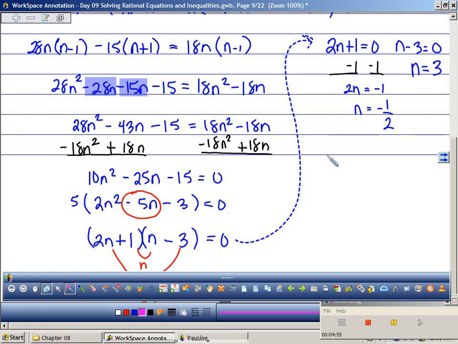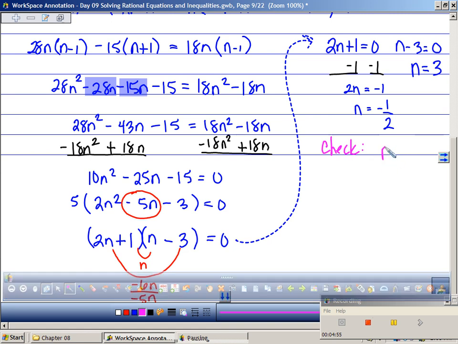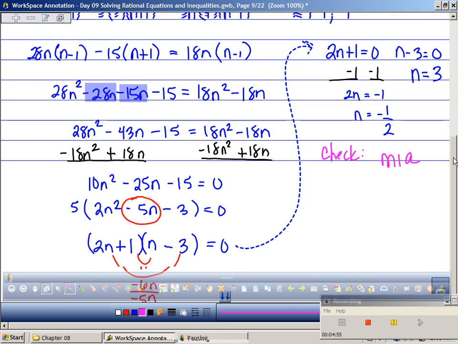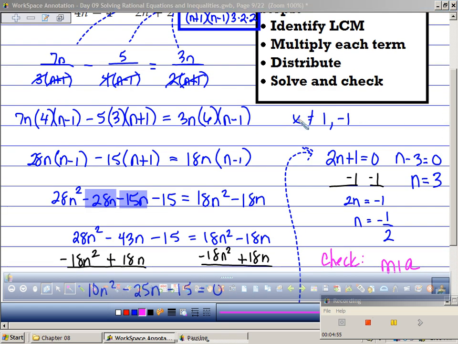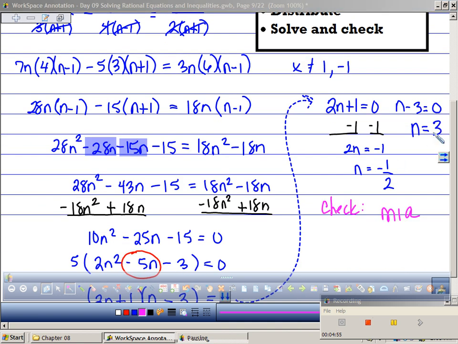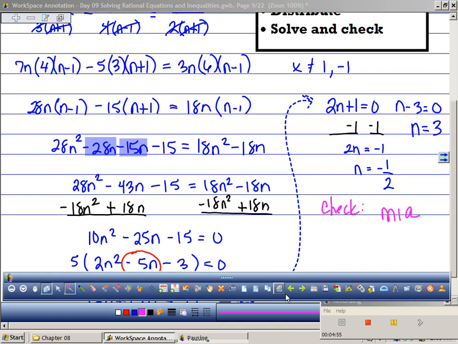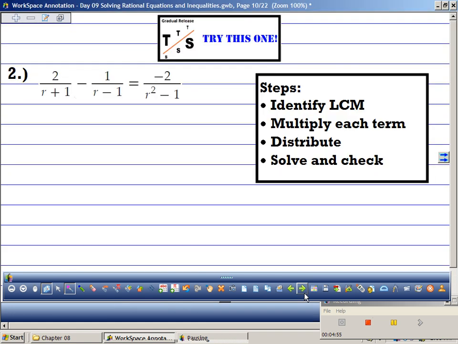Okay, because of time right now, I am not going to check these. You know what I am going to check, though? So my check is missing. It's MIA right now. I am going to check this, guys. X can't equal 1 or negative 1. I don't have a problem because neither one of those are that, right? All right. I have 6 examples, and that's 3. All right, you guys start number 2.